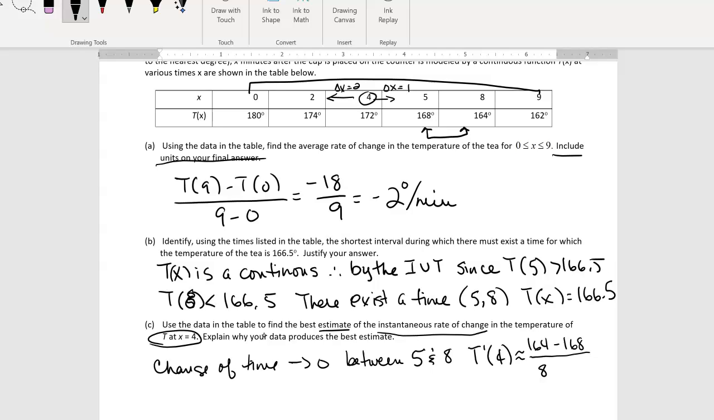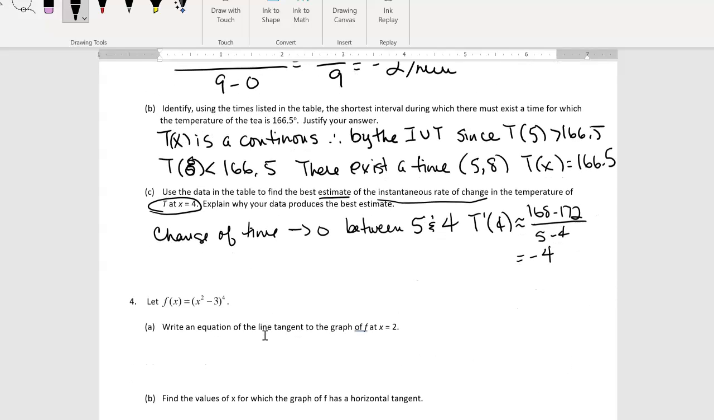No, I'm not doing that right, am I? I'm doing the problem from up above. My bad. Okay. Sorry. All right, let's go back to 5 and 4, not the question up above. Okay, and we've got a change of time of 1, and we have 168 minus 172 over 5 minus 4. And so our approximation is -4. And I didn't say anything about units, so you were okay to leave them off there.